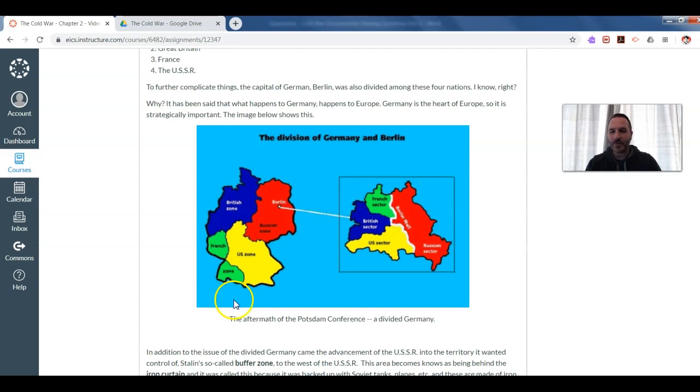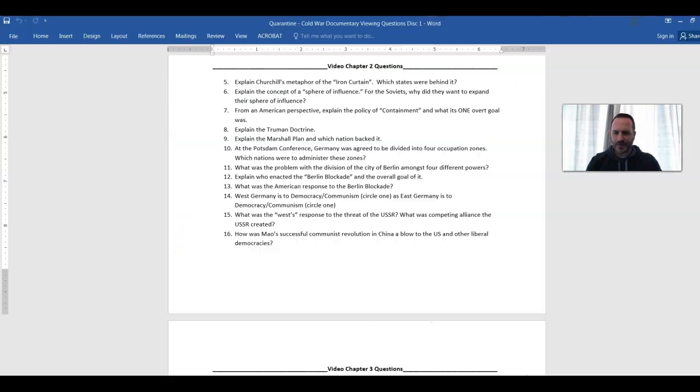Over here, we have West Germany and we have East Germany. So if it's east anything, Berlin or Germany, it's Soviet controlled. And if it's west, Berlin or Germany, it's influenced by liberal democratic capitalism. So going back to the questions, the 4 occupational zones were British, French, and American for West Germany, and then the Soviet Union for East Germany.